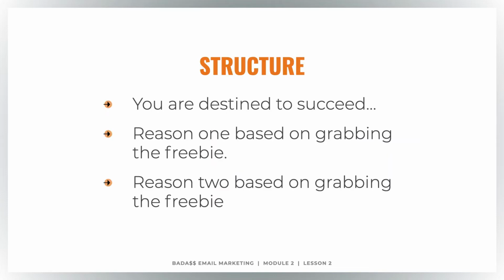So, this is kind of the structure for it. You're destined to succeed, and that's kind of it. Then you're going to give two different reasons. And you don't just give a reason, but you kind of explain why you can tell that they're different and that they're going to be different than the people who are struggling. So that's the structure here for the tells me about you section.